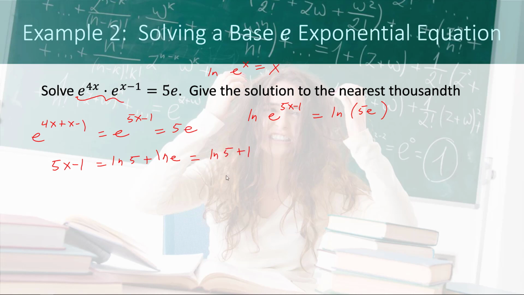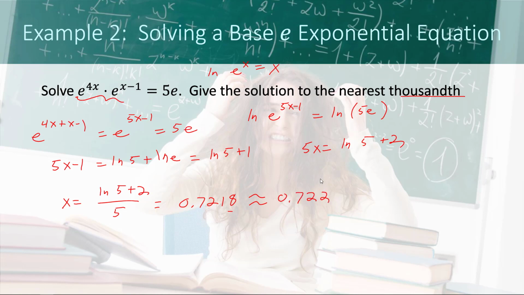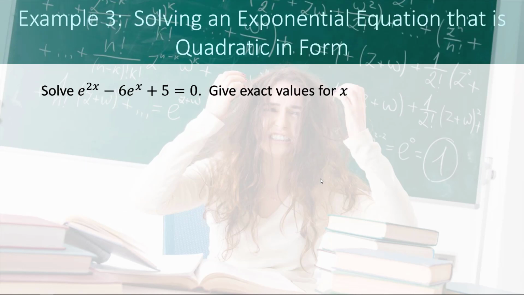Okay, then going ahead and solving for x, we will have that 5x is equal to the natural log of 5 plus 2, and then that x is equal to the natural log of 5 plus 2 divided by 5. And if you punch that into your calculator, you should get 0.7218. Since we want to round to the nearest thousandth, we can look at the ten-thousandths place, that's greater than 5. So this will round to 0.722. And this brings us to example 3.